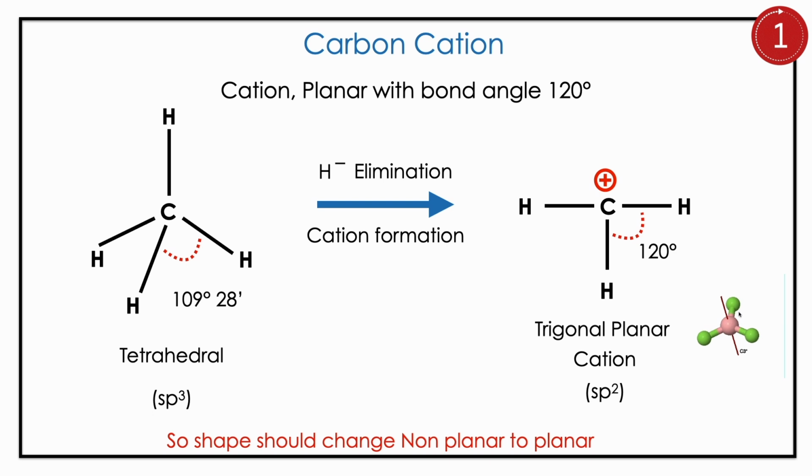Suppose you have an sp3 hybridized carbon. If you remove a hydride ion, H-, you have cation formation. While forming the cation, hybridization changes from sp3 to sp2, so the bond angle also varies. Tetrahedral bond angle is 109 degrees 28 minutes. Trigonal planar, that is sp2 hybridized, bond angle is 120 degrees. This increase of about 10 degrees in the bond angle demands a structural change.